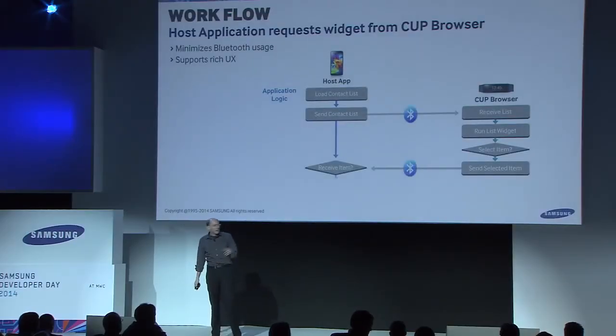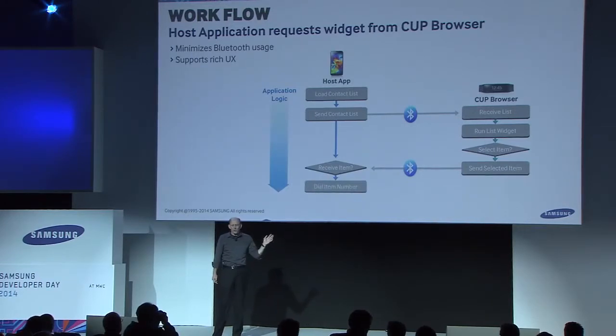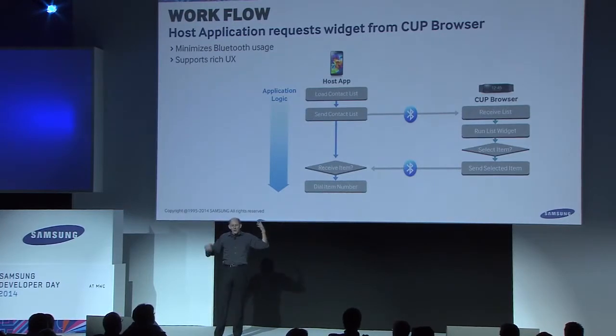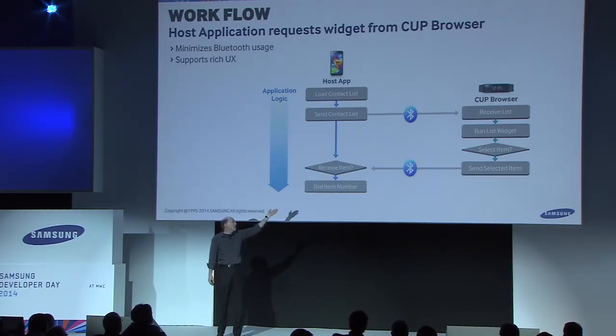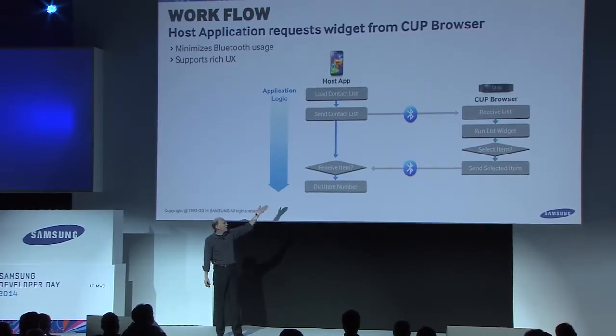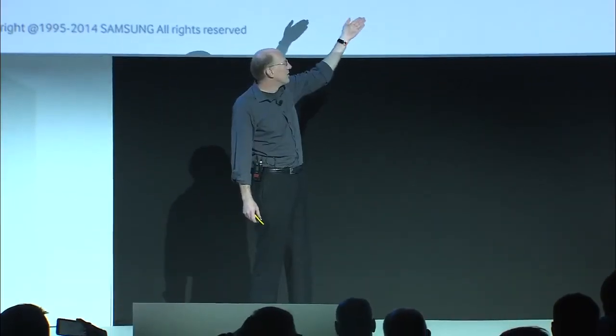Now, this gives an idea, again, with the architecture that I showed you, of what your workflow is going to typically be. You have your host application, which must be there to actually drive the application on the Fit. This is an example where you want to pick from a contact list somebody that you want to call. So the first thing you're going to do, on the host application, is load your contact list. And then you're going to push that contact list over to the Fit device.